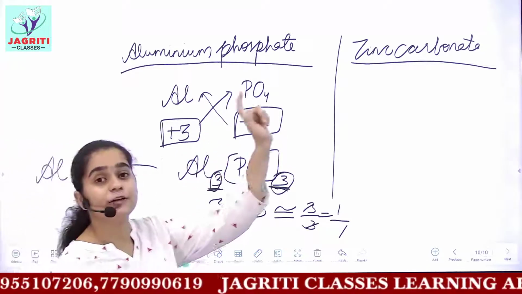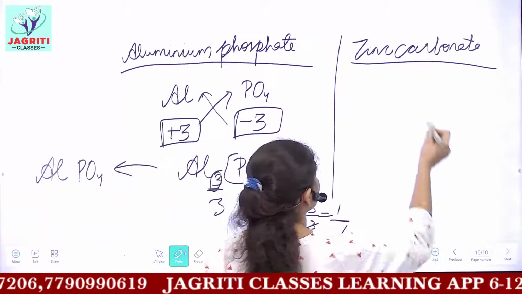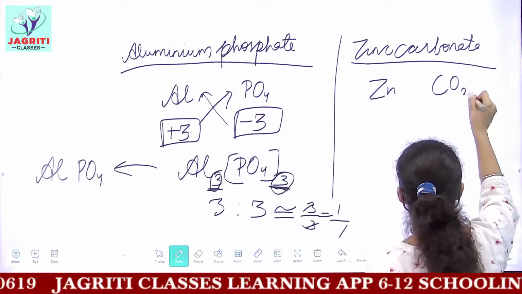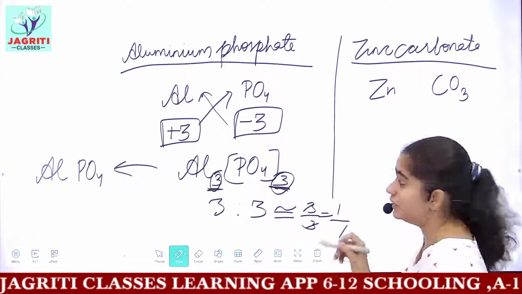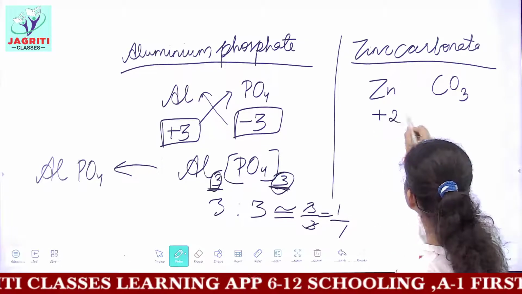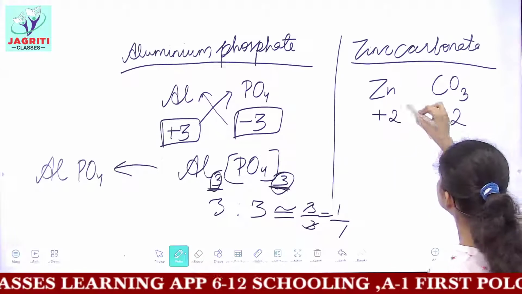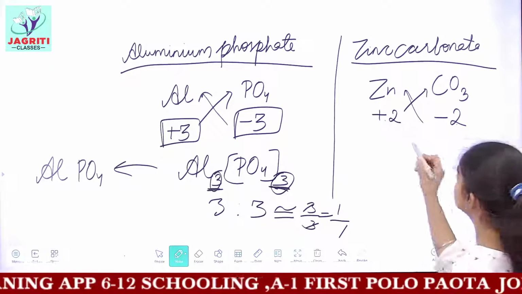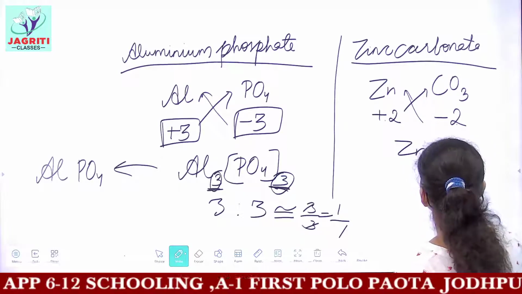Now discussing the formula of zinc carbonate. The symbol of zinc is Zn. The symbol of carbonate, you can see the previous slide, it is CO3. Charge is +2 and here comes -2. So if you cross multiply, +2 and -2 are completely balanced, you get zinc carbonate.